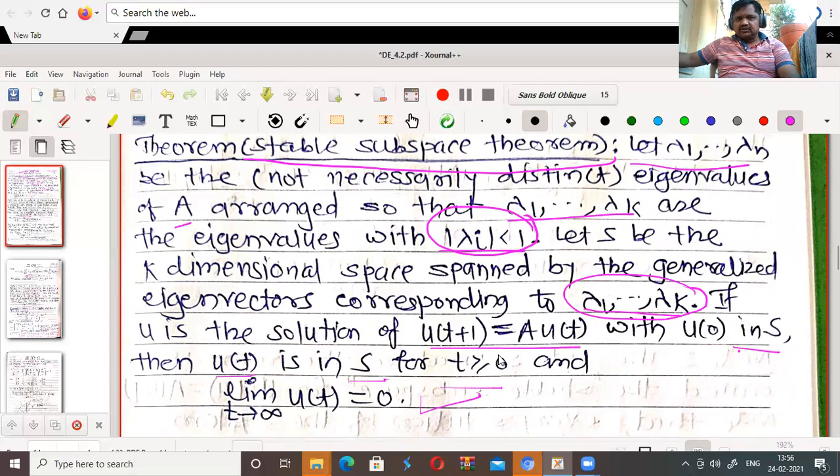If u is the solution of the system of homogeneous equations with initial vector in S, then u(t), which is the solution of this system, also lies in S for t greater than or equal to 0, and the limit as t tends to infinity of u(t) is equal to 0.